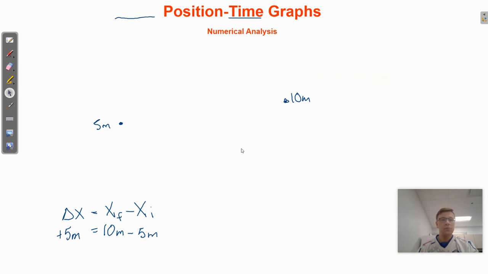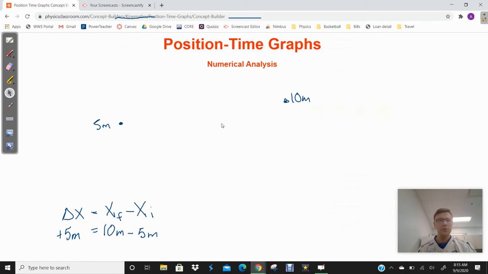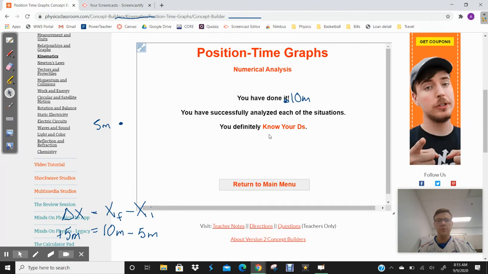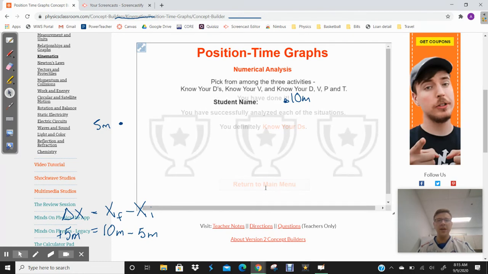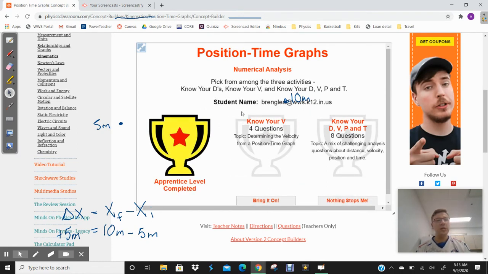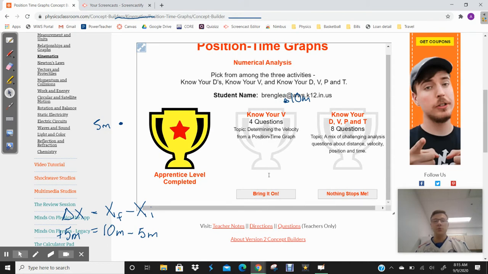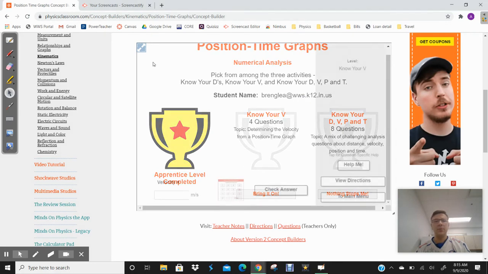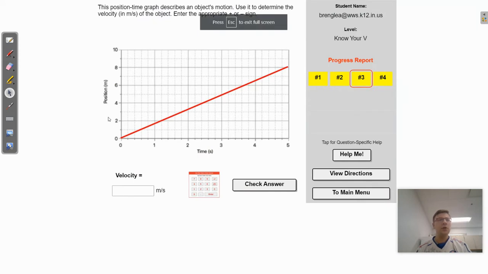Uh-oh. It looks like, there we go. Okay, so it froze on me for a second, but I just had to press escape to get out of the full screen. So that was the end of the first trophy. On the next one, it's focused on speed and velocity. So we'll go ahead and get back into this and go back to full screen here.